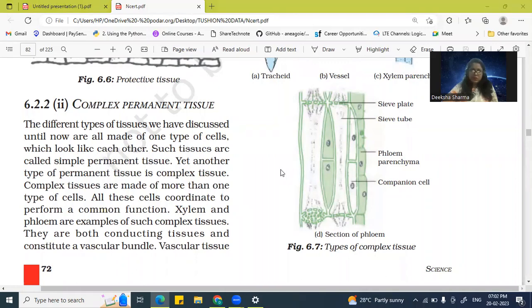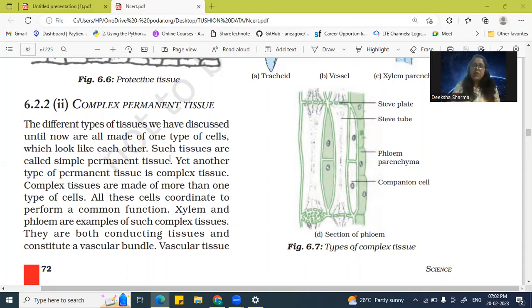Tissues of the plants. So we'll continue from the same thread, complex permanent tissues. The different types of tissues we have discussed until now are made up of one type of cells only. Whether we have read about parenchyma, collenchyma, sclerenchyma, they are made up of one type of cell only, and all the cells of these tissues look like each other. Such tissues are called the simple permanent tissues.